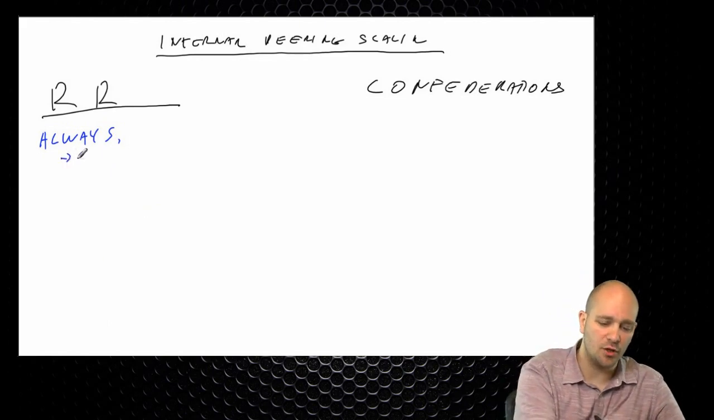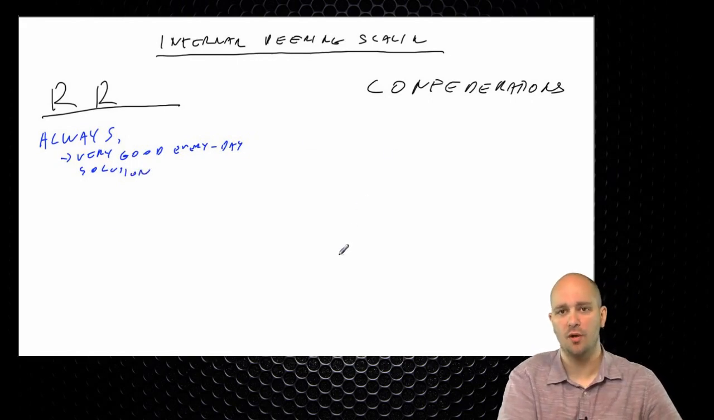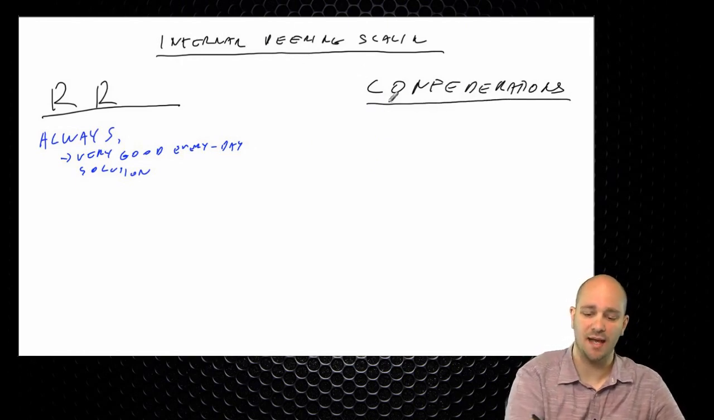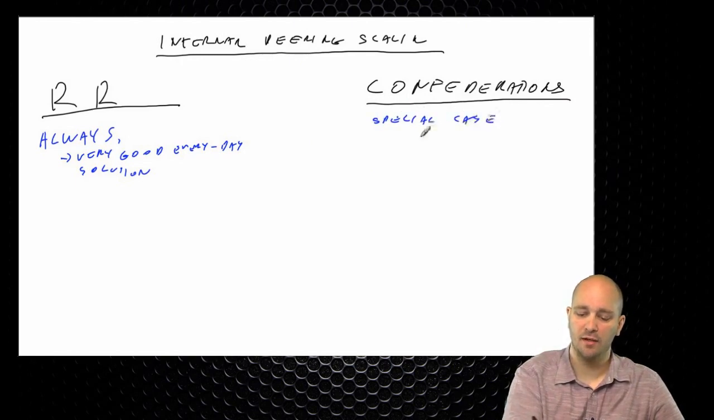They are a very, very good everyday solution. And they have very few negative sides. Now, confederations, in my opinion, are always a special case. In real life, these would be things like mergers, acquisitions, divided control.